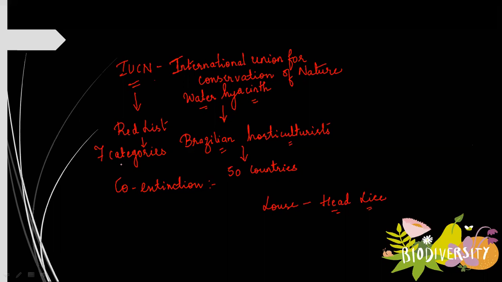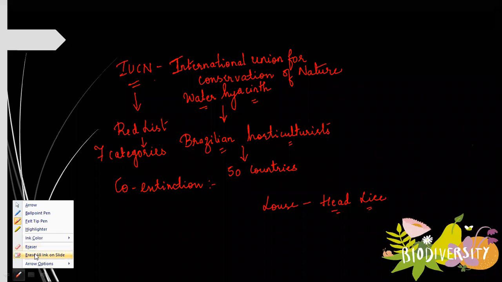Second one is overexploitation, very good Elvina. Third one is alien species invasion, very good Ranjita. Fourth one is co-extinction, very good Athiya, Elvina. Okay, fourth one is co-extinction. I'll erase this.